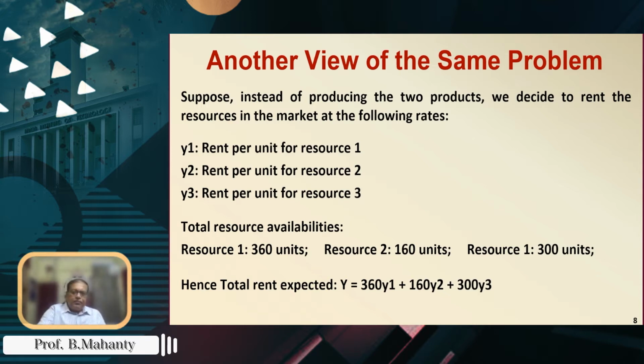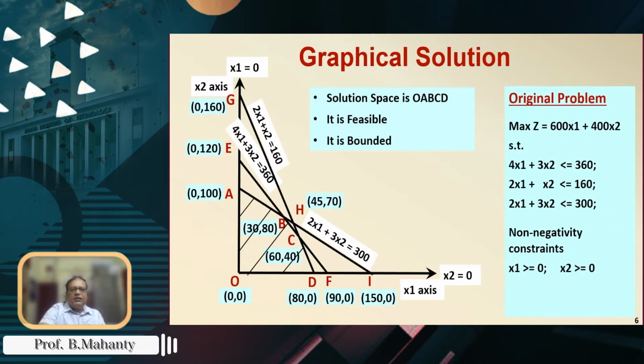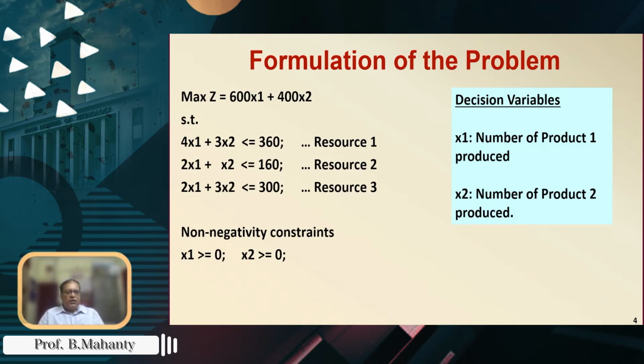That means you should get at least that much rent, which is equivalent to the profit that we are getting for product 1. So what exactly we are saying is that by utilizing the resources, we should get rent of at least 600 from 4, 2 and 2 units of resources for the first product, and at least 400 from 3, 1 and 3 units of the resources for the second product. Let's go back and see the formulation of the problem. So look, here is the formulation of the problem.